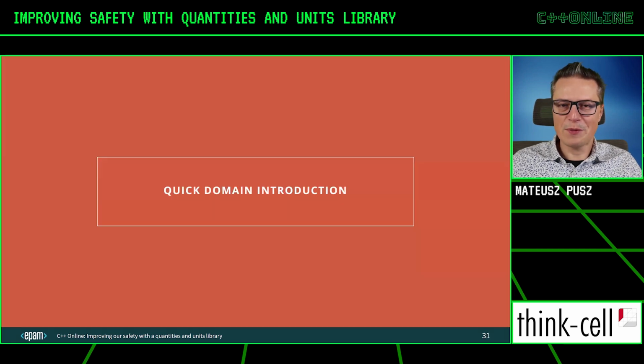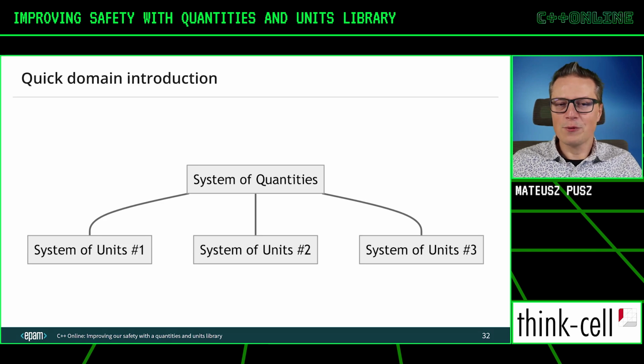Before I show you many more examples of how you can code with that library, let's first provide a quick domain introduction to know what we are talking about, because this domain seems to not be as easy as one may think. First of all, we have two different abstractions: a system of quantities and a system of units. A system of quantities defines how different quantities, by this I mean for example dimensions, without talking about units or values at all, correlate and interact with each other, right?